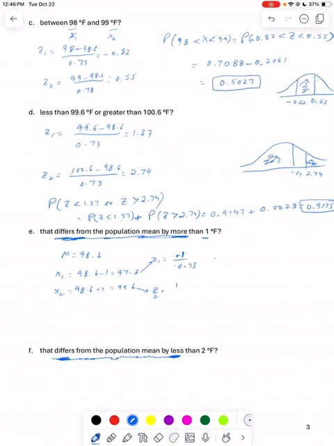I have not calculated yet, but I wanted to show you something else. This is what I have, and now I can go ahead and divide it by 0.73. So in this case, I am getting 1.37, and this is giving me 2.74. Sorry, 2.74.